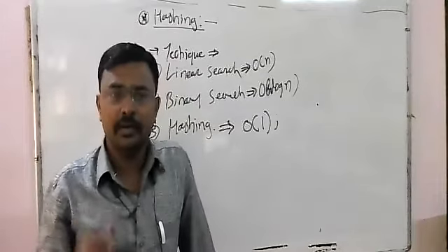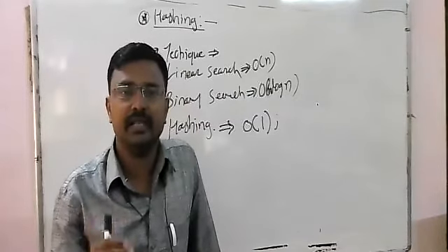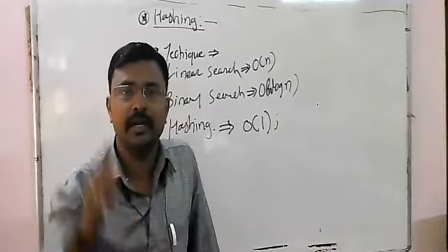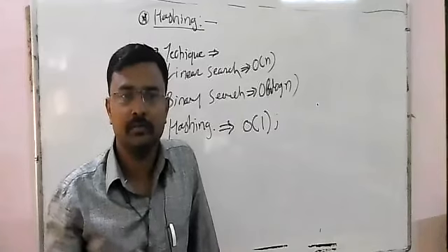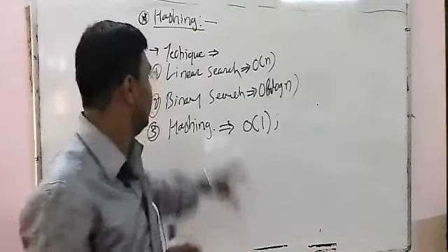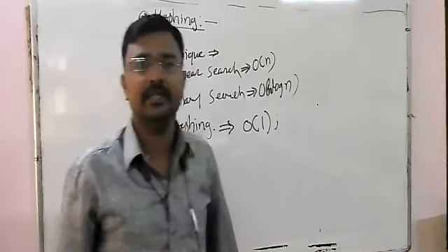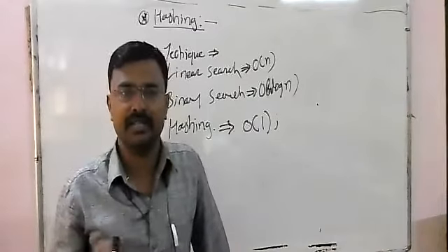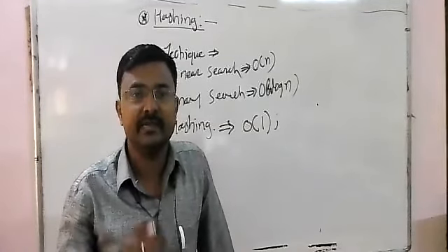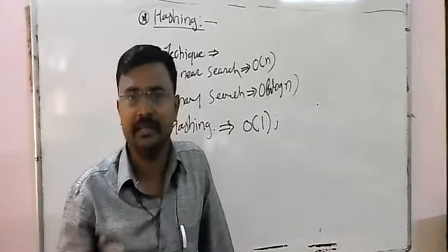So you are working on only one element, and the element is searched according to the index value, not its actual value. All the comparisons required in linear search and binary search are minimized, and there is only one comparison in the hashing technique. So this hashing technique is much faster than linear search and binary search.